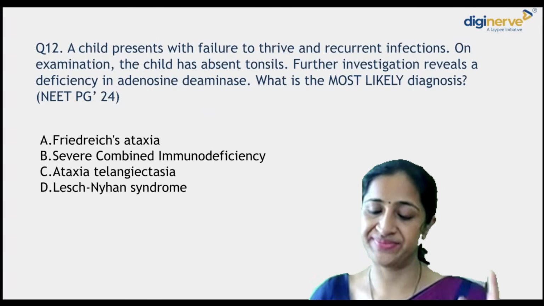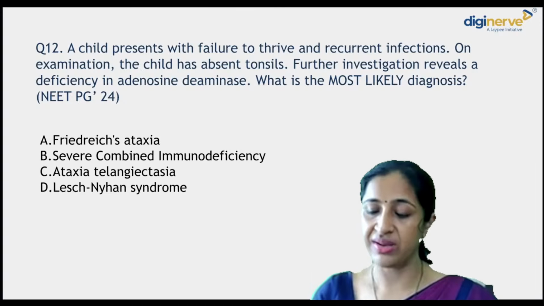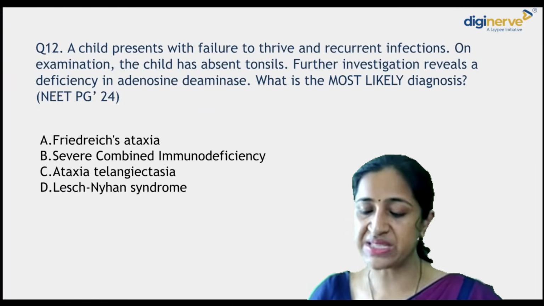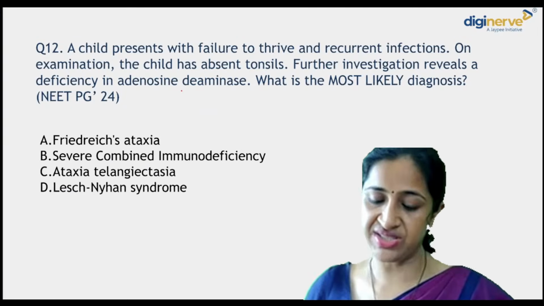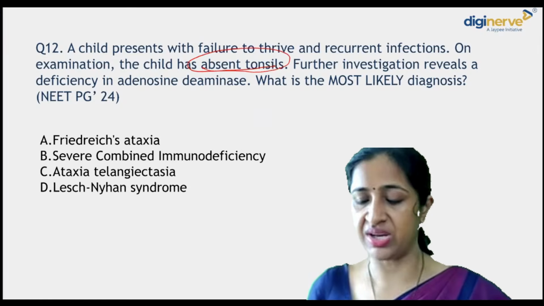Immunology and allergy. Okay. Now here, I thought I'll just reverse the thing. You might be getting a little bit exhausted. So now we'll do the questions and then the topic, okay? Child presents with failure to thrive and recurrent infections. Absent tonsils, okay? Very, very important.